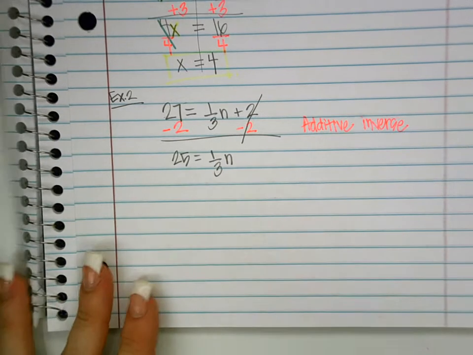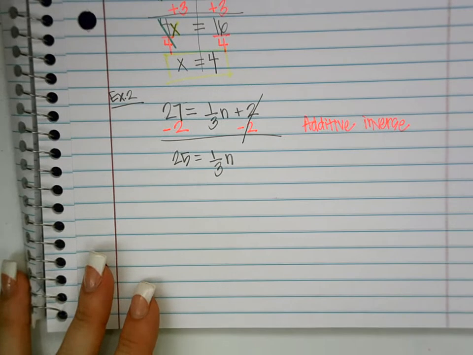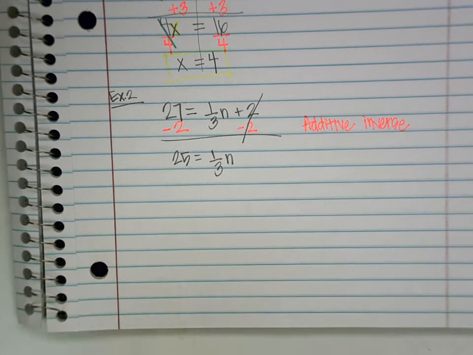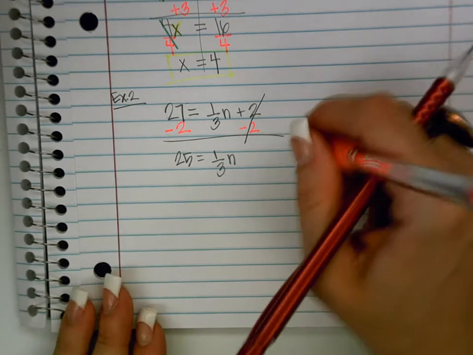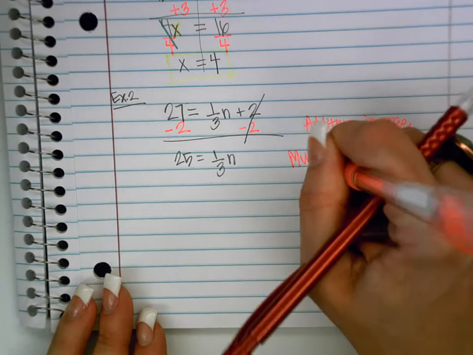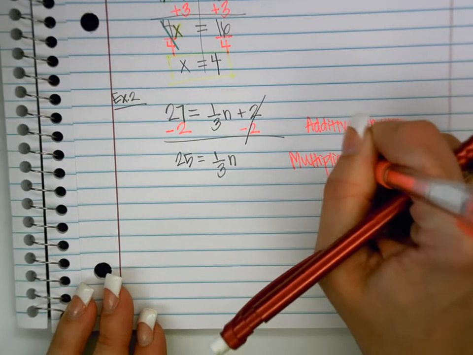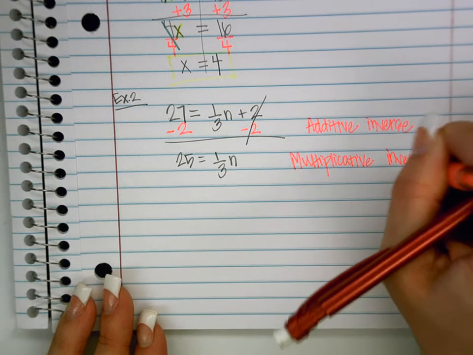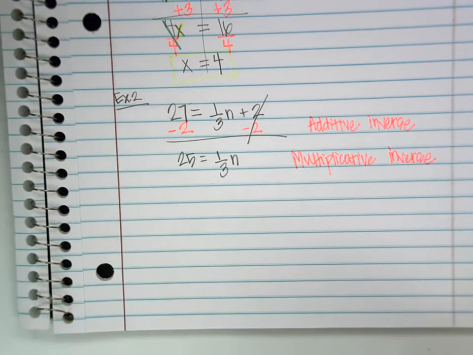Then how do we get rid of a fraction? We use, what is it called, Rihanna? Multiplicative inverse. Yes, good job. Way to use that vocabulary, okay? So we're going to use the multiplicative inverse. That's a very long word. Use the multiplicative inverse. And what is the multiplicative inverse of 1/3?